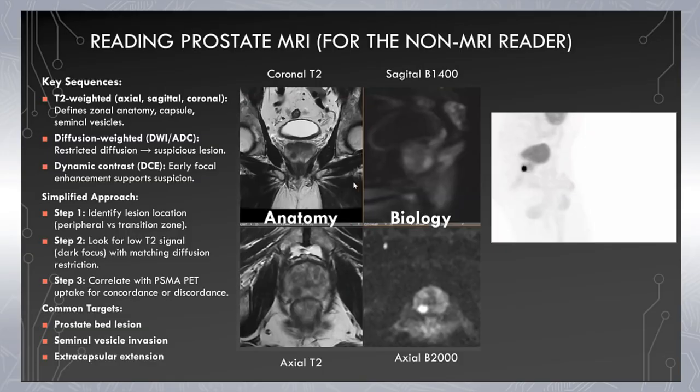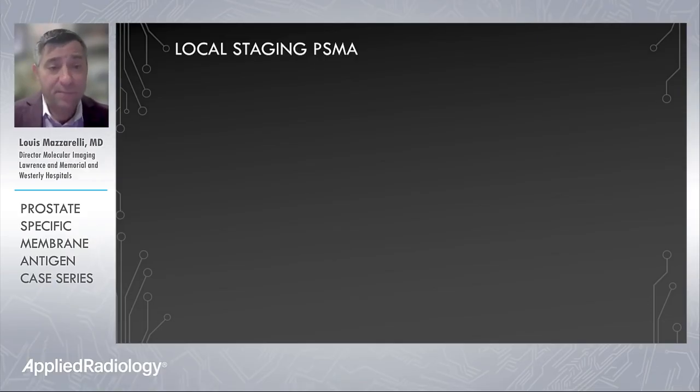Coronal T2 weighted image demonstrates T2 hypointense signal within the right peripheral zone. We see a sagittal B1400 diffusion image demonstrating bright signal, an axial diffusion weighted B2000 image demonstrating very bright signal, and another axial T2 image demonstrating that T2 hypointense focus, and we beautifully see the correlating abnormal focus on prostate PSMA.